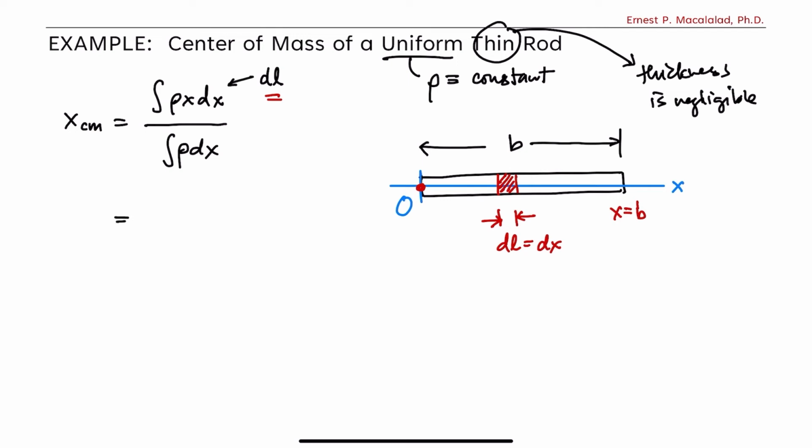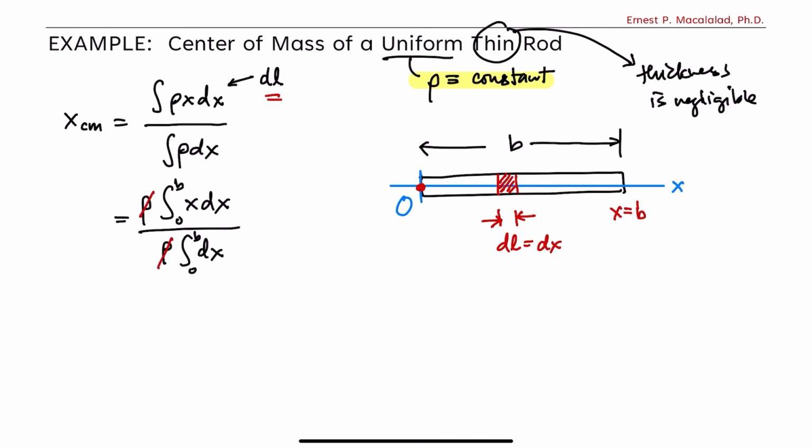Okay, so let's do that. So here, because the density is constant, that means we can take out rho here, and then we just continue with the integral. So this is the x dx. And then the limits of integration will be from 0 to b. And then here we divide by rho dx integrated from 0 to b. So from here we can cancel, sorry about that, we could cancel rho.